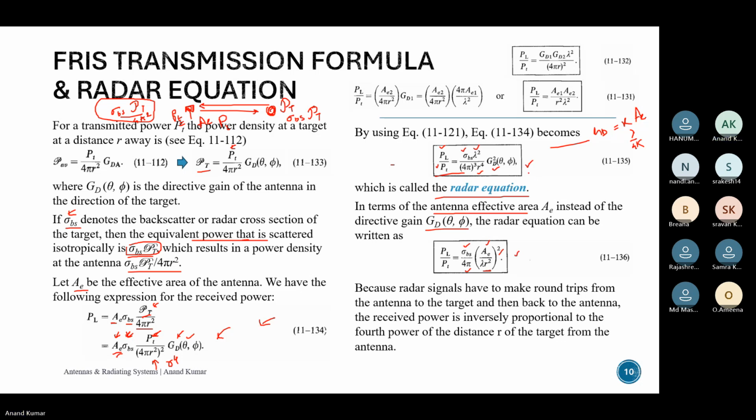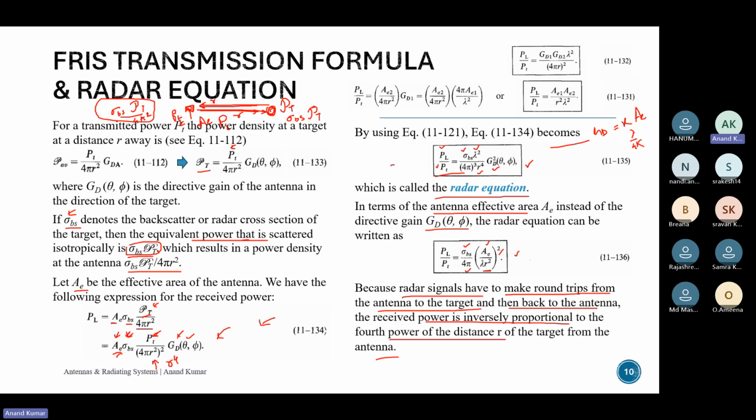Because the radar signals have to make round trips from the antenna to the target and then back to the antenna, as seen over here, we send the signal to distance r, and then it travels back again over distance r. So the received power becomes inversely proportional to the fourth power of the distance r from the target antenna.